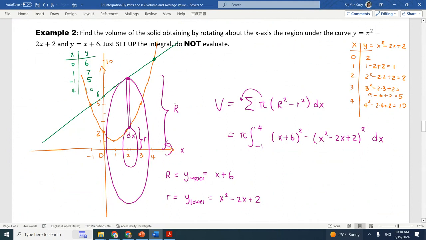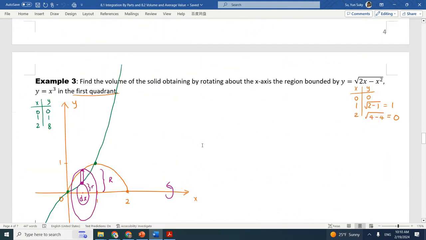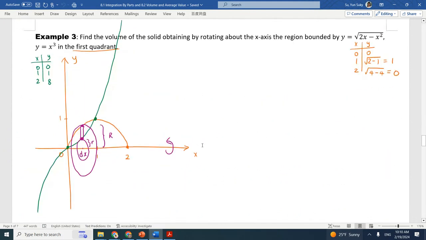You see there is a big R and small r. Okay, and then we just set up the integral. We do not need to evaluate. And then exactly, we have those two functions. For the first one, we plot 3 points, right? We get (0, 0), (1, 1), and (2, 0). So we connect them together. And then the second graph is x cubed, so we draw x cubed like this. So today, let's continue.